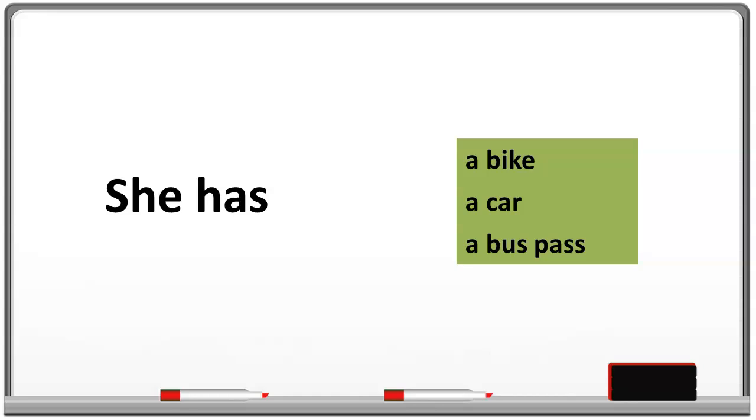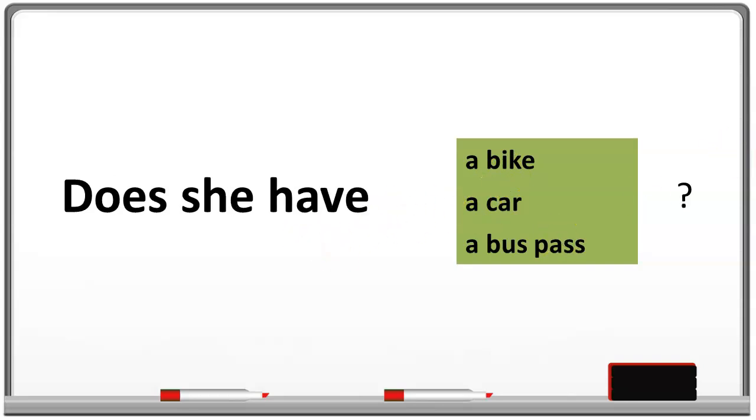She has. Remember the form of the verb to do for she is also does. So the statement, she has a bike, she has a car, she has a bus pass, will become, does she have a bike?